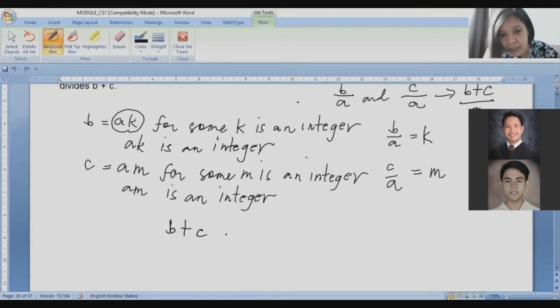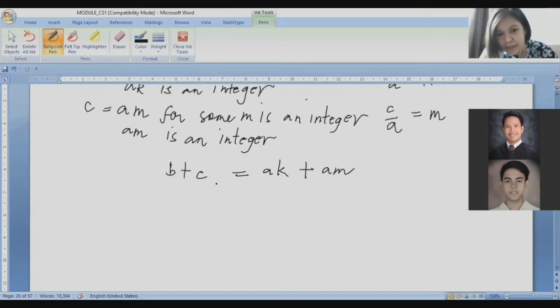B plus C is equal to substitution. Di ba sinabi ko may katumbas si B? Ano katumbas ni B dito? AK. So, replace B by AK. Substitution plus, kinokopya ko lang yung plus. Ito yung plus na yun sa left ha. Di ba B plus C? So, yung B ko, pinalitan ko ng AK. Nakalagay sa taas class. Then, plus C, yung C ko AM. So, AM. Substitution.